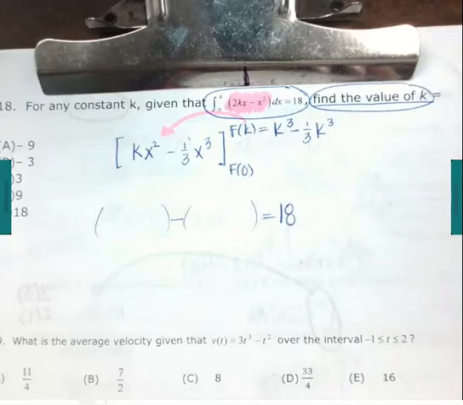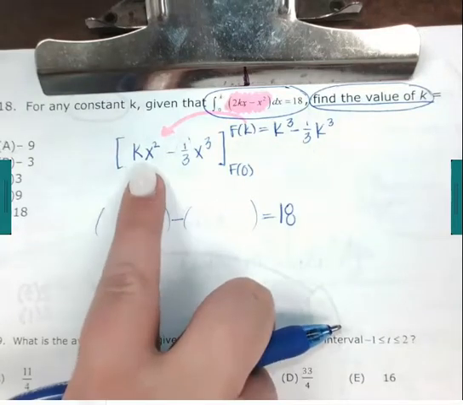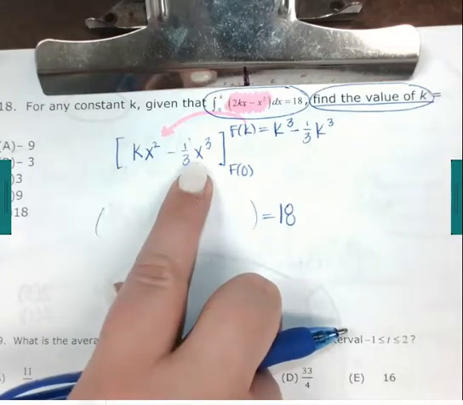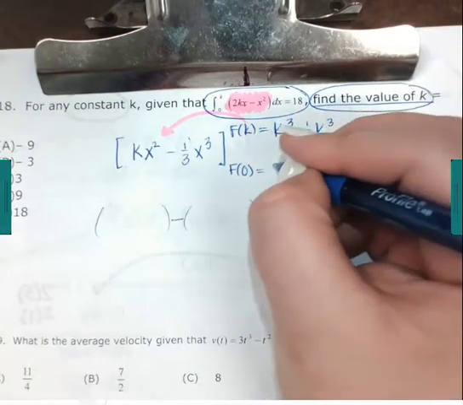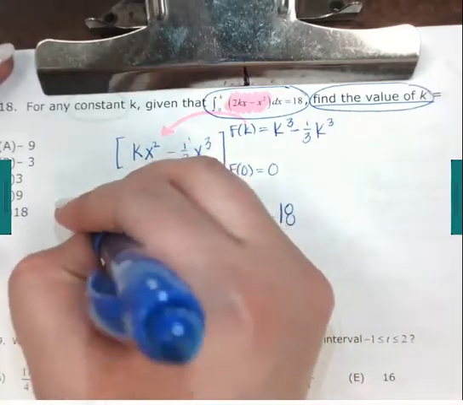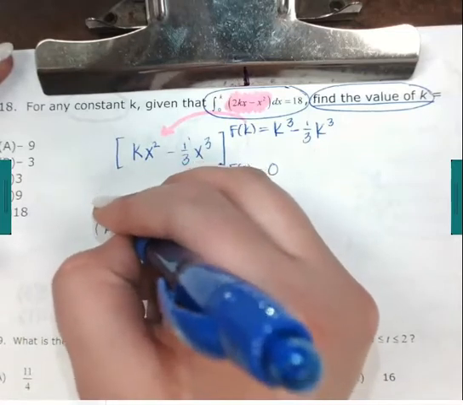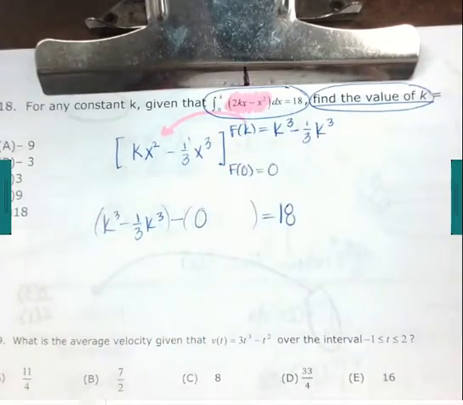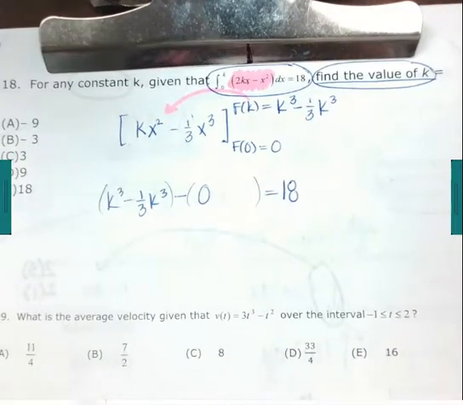On bottom, I'm plugging in a 0. What's 0 times k? What about 0 times 1/3? So this bottom one just comes out to be 0. So I have k cubed minus 1/3 k cubed, and then I'm taking away 0. Well, then the 0 nobody really cares about, right? Not necessary. What do you do next?